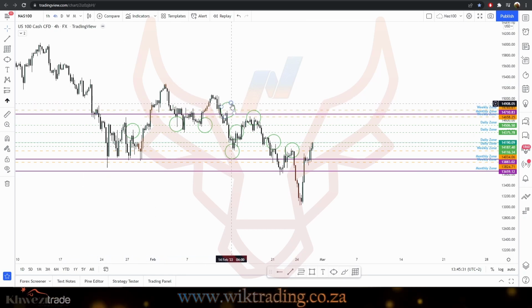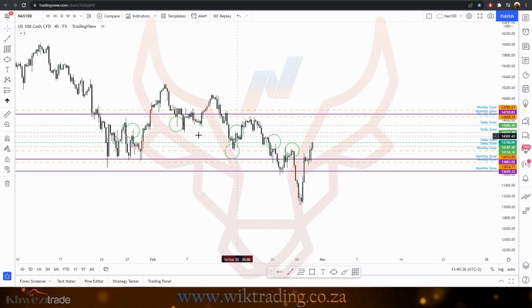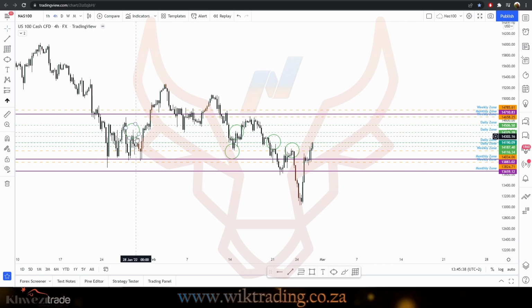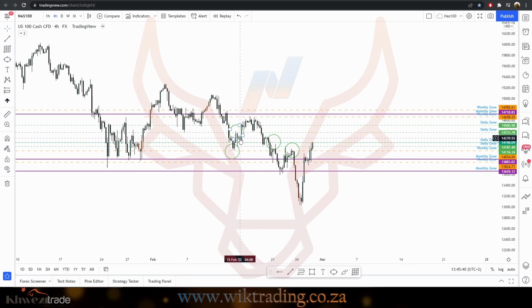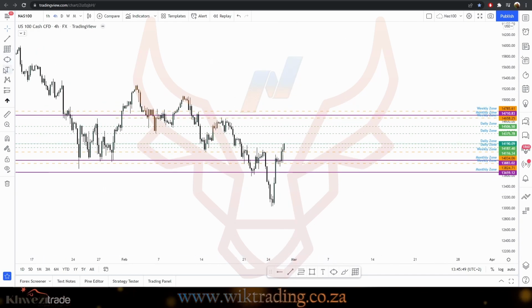I would like you guys to always keep these areas on your charts. Do not clutter your chart too much. As you can see, my chart's already cluttered too much, but it's for a specific reason today. And I would like you all to make use of these zones because it really does help you a lot. So let's get into the structure of the market.